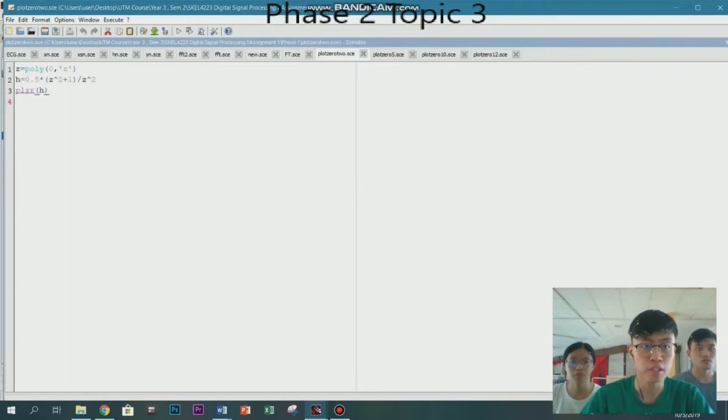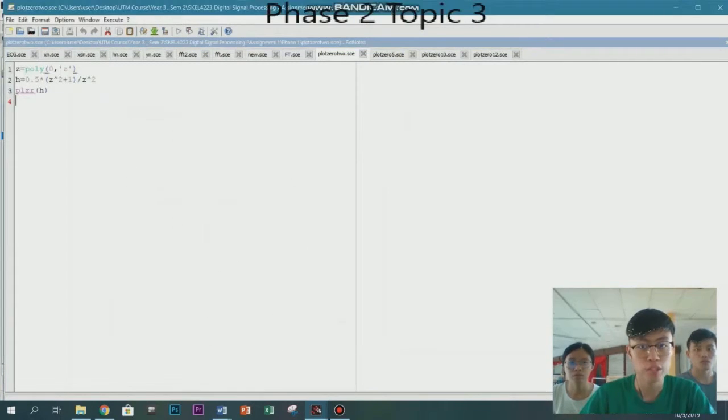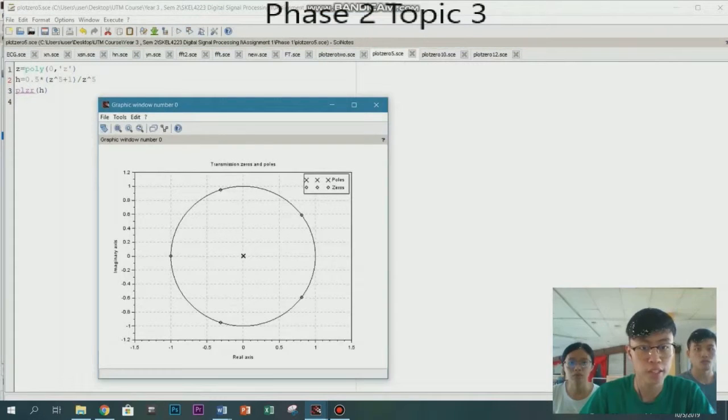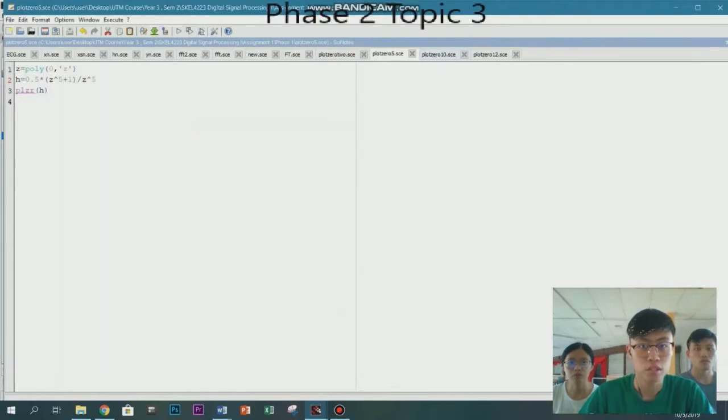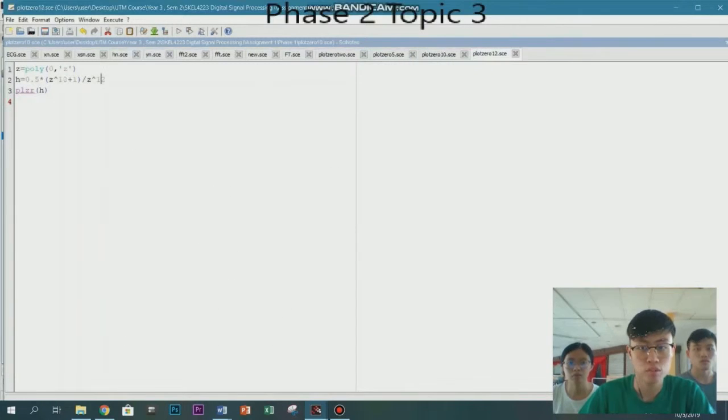In this topic, we are going to verify the stability and the causality of the filter by varying the K value of the filter. So this is the system function of the filter. It has 2 zeros and 2 poles here. When we increase the K value to 5, we get 5 poles and 5 zeros.